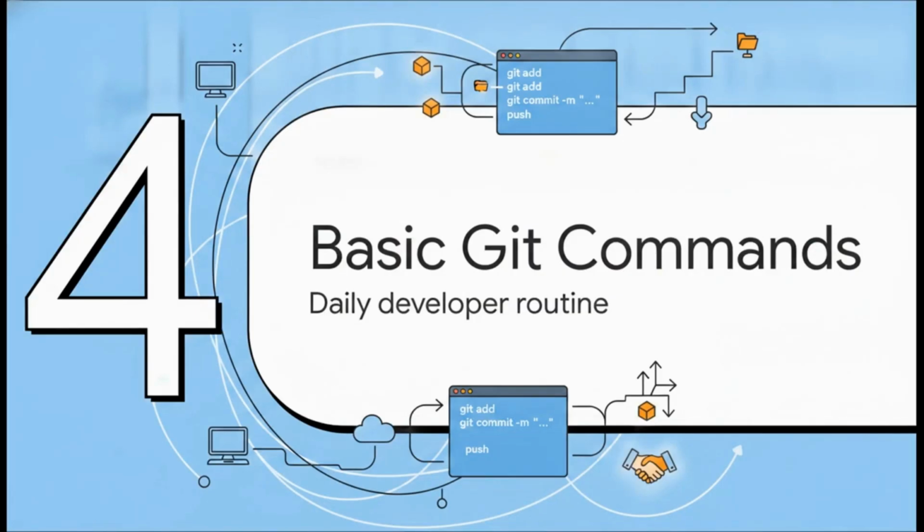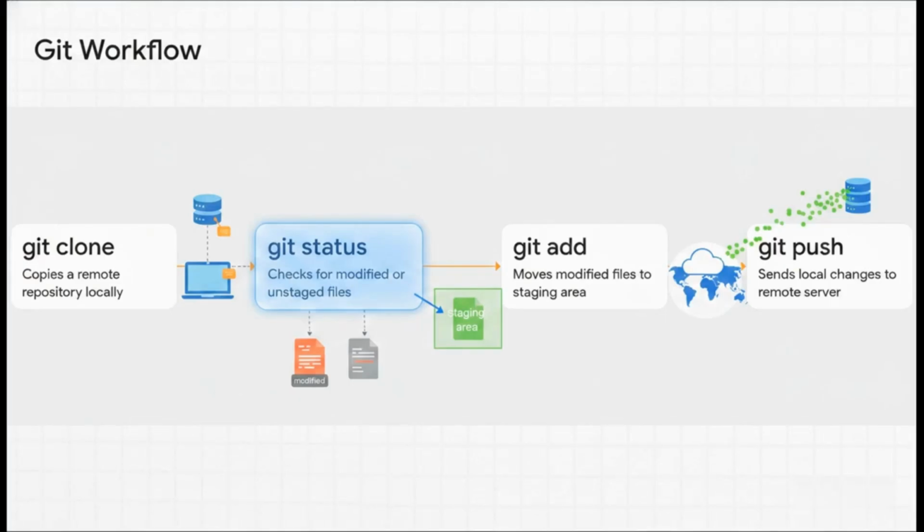Next is Section 4, Basic Git Commands Explained, the daily developer routine. So this sequence right here, this is the fundamental everyday rhythm of a software engineer. First things first, you run git clone to copy a remote repository directly onto your local machine. Then, as you're in there tinkering and making changes to the code, you'll use git status to check in on what's going on. Honestly, this command is an absolute lifesaver.